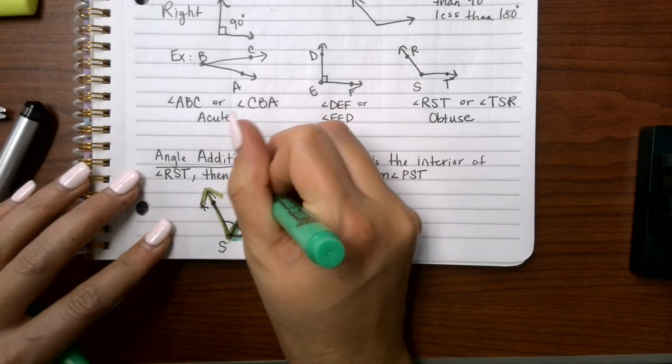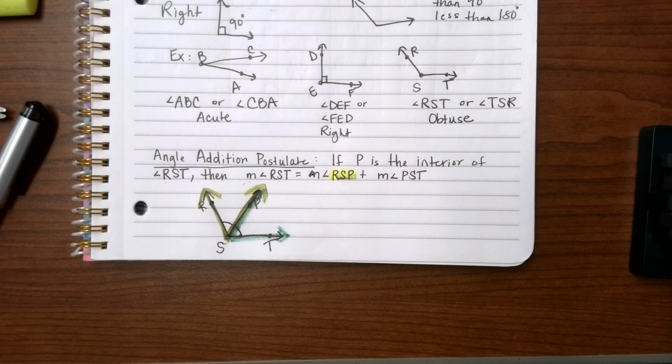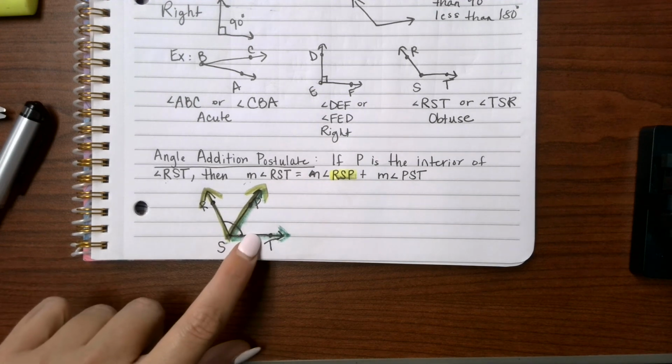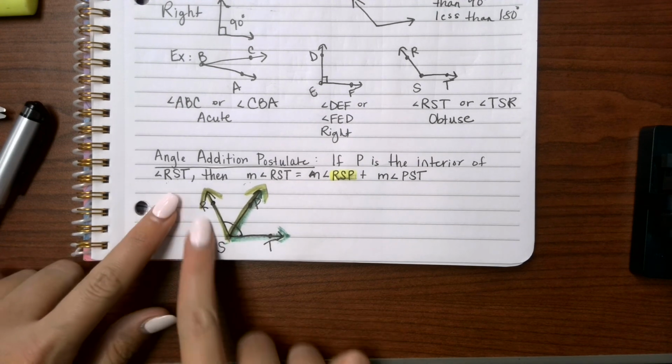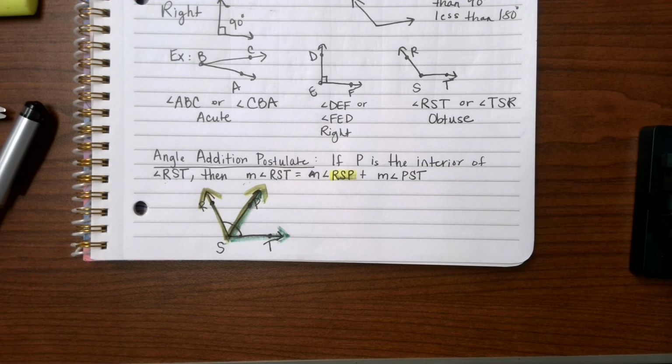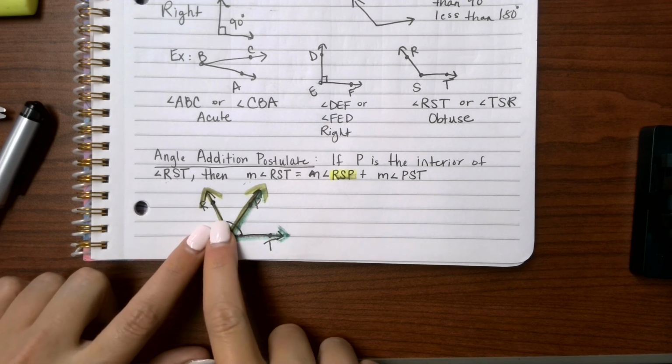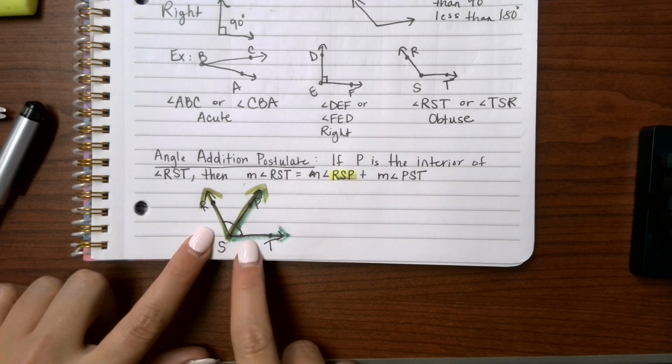So PST is this angle. Now look at that and ask yourself, does the yellow angle add up to be the green angle, that big angle right there? Yes. If you add those two together, they are this whole angle right here.